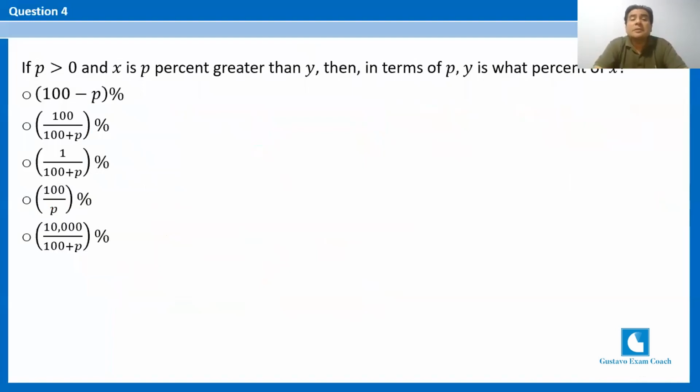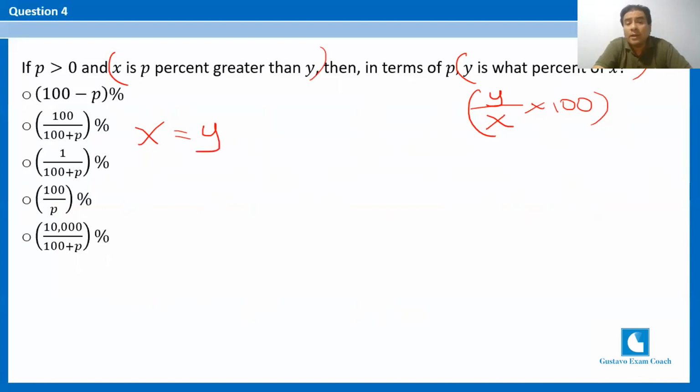If p greater than 0 and x is p% greater than y, then in terms of p, y is what percent of x? Okay, this is interesting. If we formulate the question correctly, using the division method, y over x times 100 is what we want to know. Okay, so here it says that x equals something that is p% greater than y.